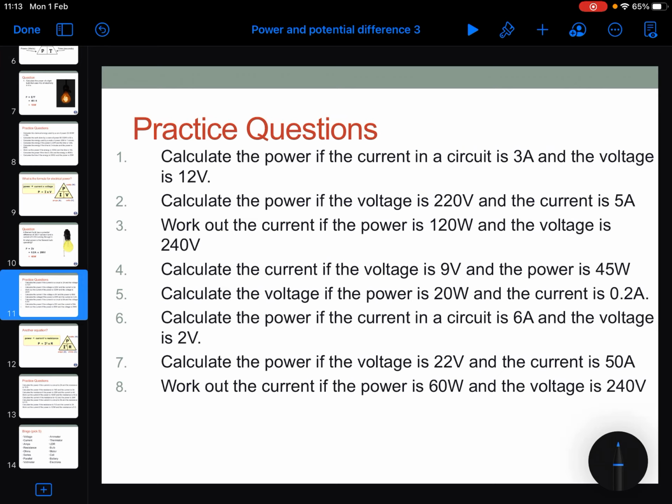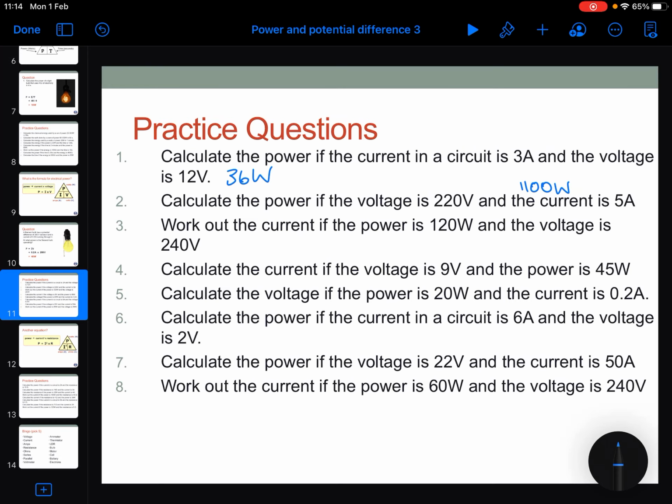So, calculate the power. Current is 3 amps and the voltage is 12. Power is current times voltage. 3 times 12 gives us an answer of 36 watts. Calculate the power if the voltage is 2,200 and the current is 5 amps. Again, you're timesing them together, giving you 1,100 watts.